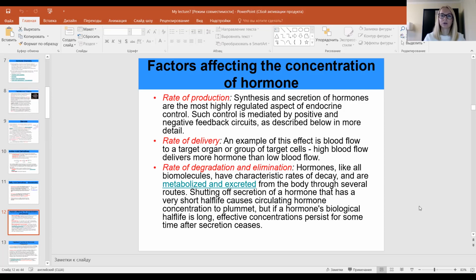The third factor is rate of degradation and elimination. Hormones, like all biomolecules, have characteristic rates of decay and are metabolized and excreted from the body through several routes. Shutting off secretion of a hormone that has a very short half-life causes circulating hormone concentration to plummet, but if a hormone's biological half-life is long, effective concentration persists for some time after secretion ceases.